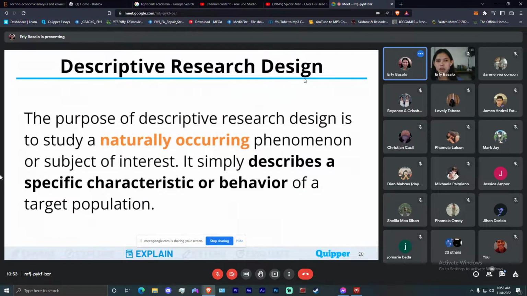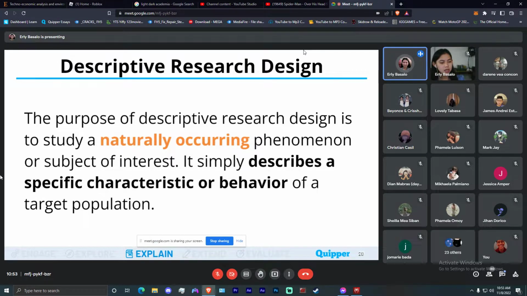Okay, next let's have the other type of research design, which is descriptive. The purpose of descriptive research design is to study a naturally occurring phenomenon or subject of interest. It simply describes specific characteristics or behavior of a target population. So mostly sa quantitative research ng mga kinahimo sa mga students in school, ang ilang ginagamit na mga research design is descriptive. Even sa amo nga time, descriptive research design ang among ginagamit nga research design.